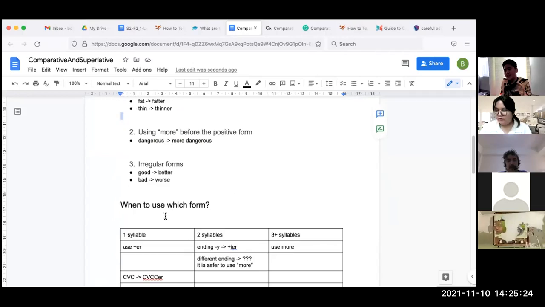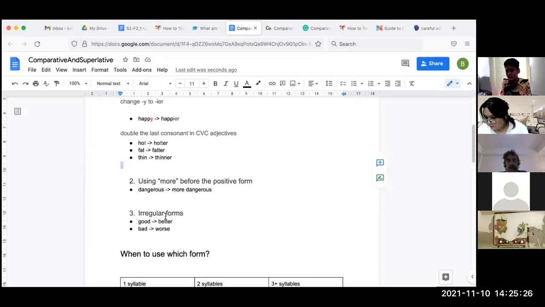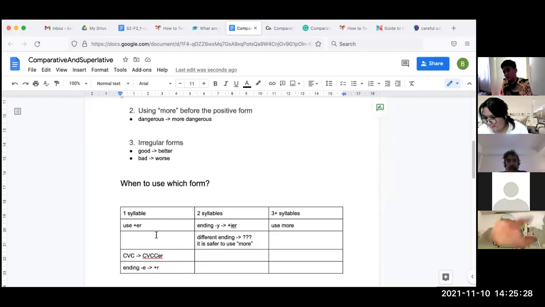Okay, Teacher, so yes, and if you have an adjective which ends with e, you just add r, you don't double the e.